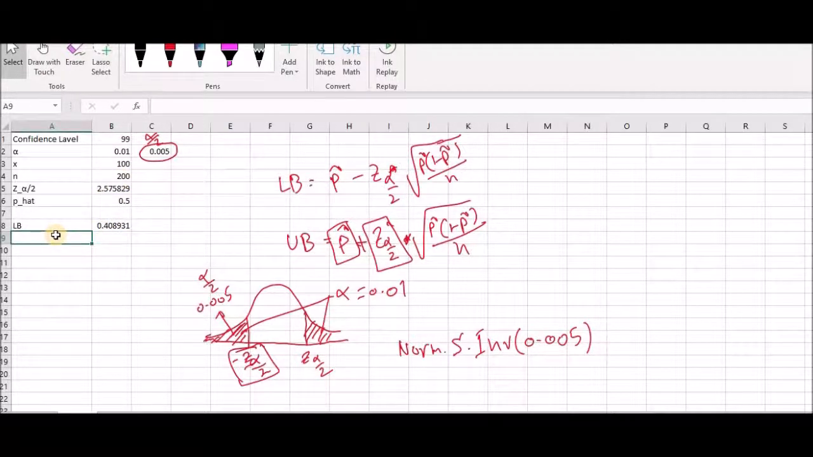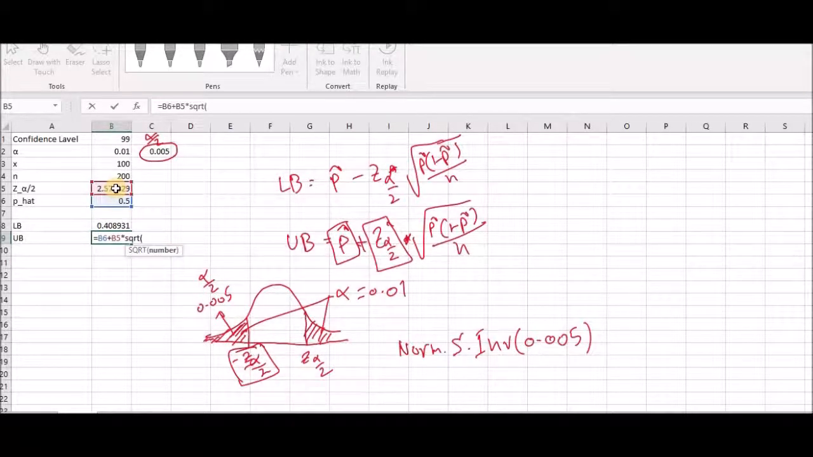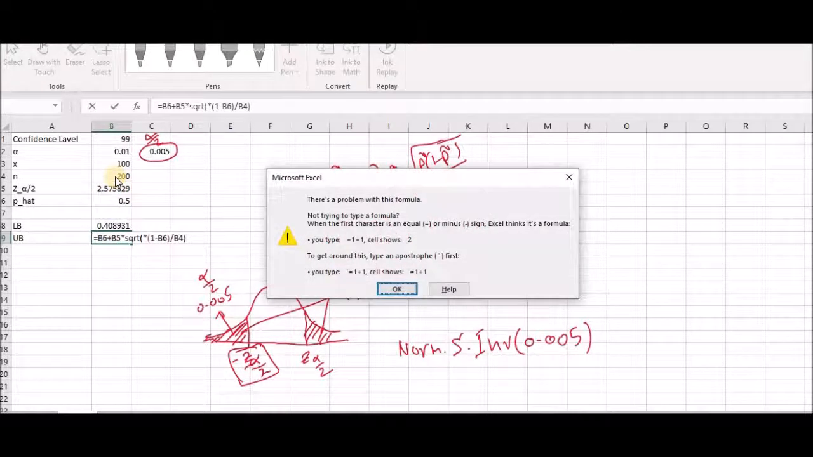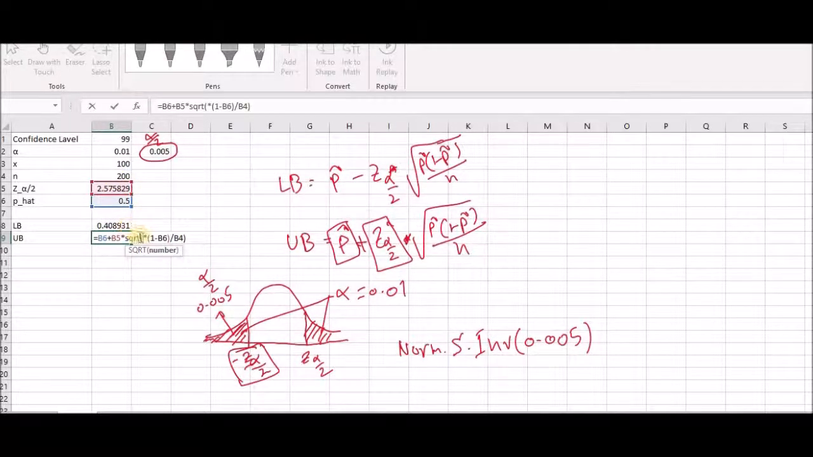The upper bound is similar. So this is equal to p hat, this is p hat, plus z sub alpha divided by 2, this is z sub alpha divided by 2 times square root of p hat. I'm going to click on p hat times, open parentheses, 1 minus p hat. I'm going to click on p hat again, divided by n, which is 200, and then close the parentheses and click enter. There is a p hat missing, so I'm going to click on that. So this is the lower bound and this is the upper bound.